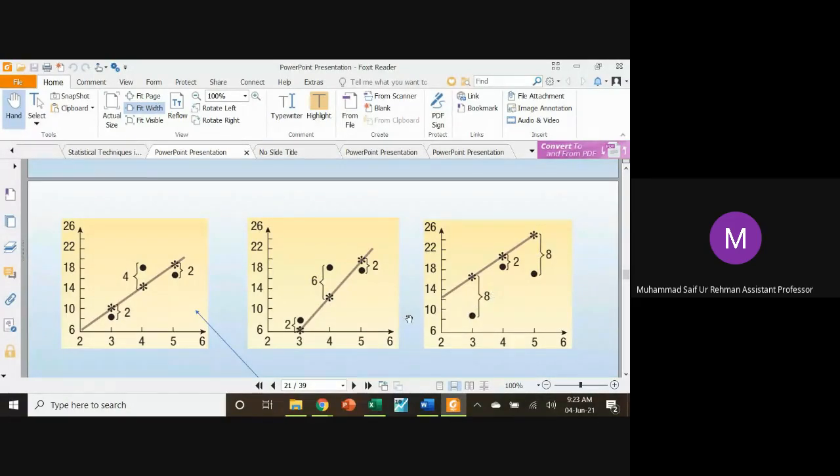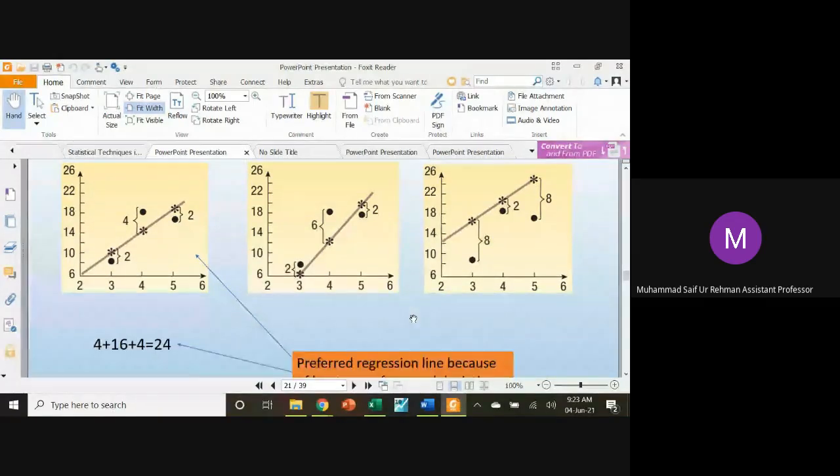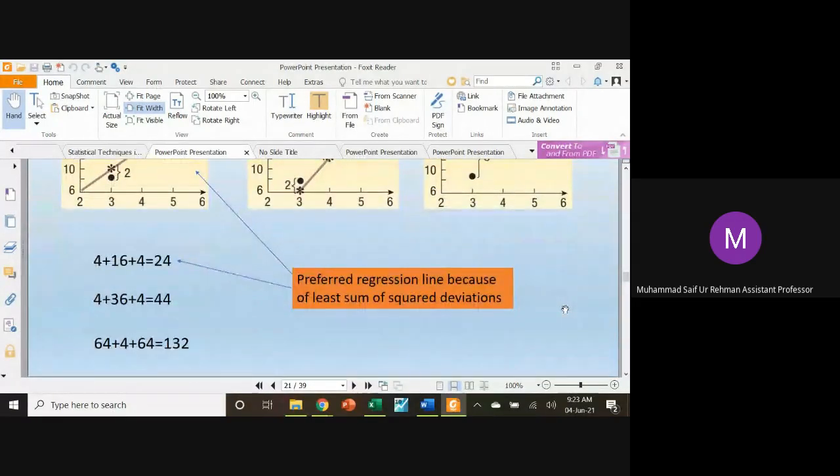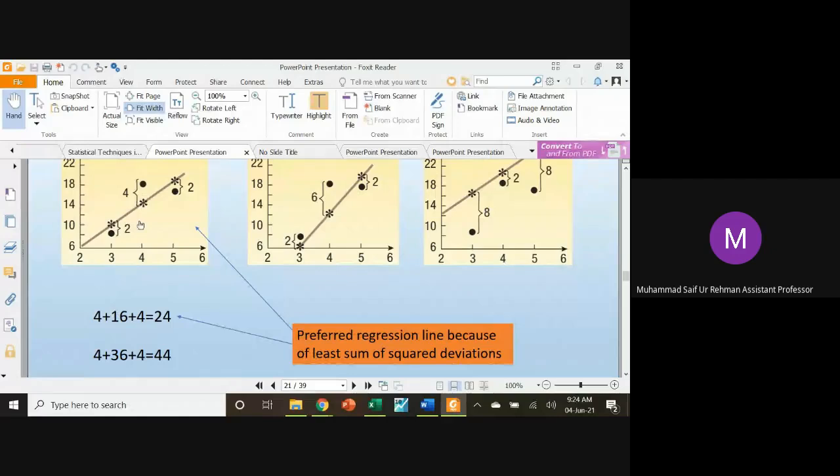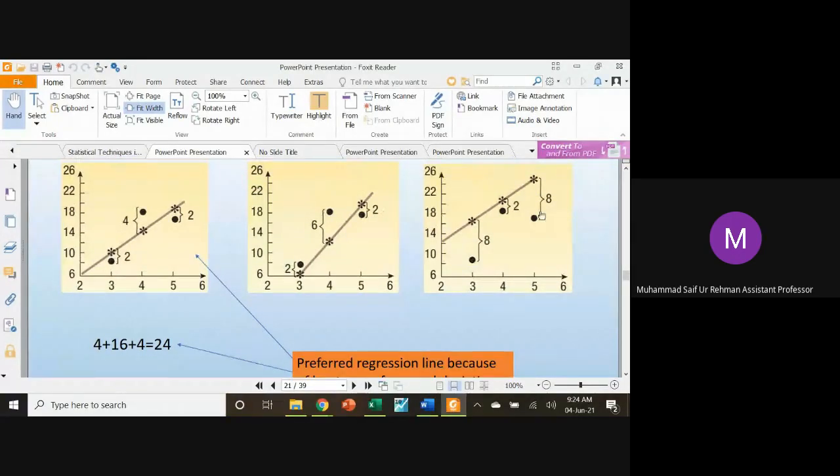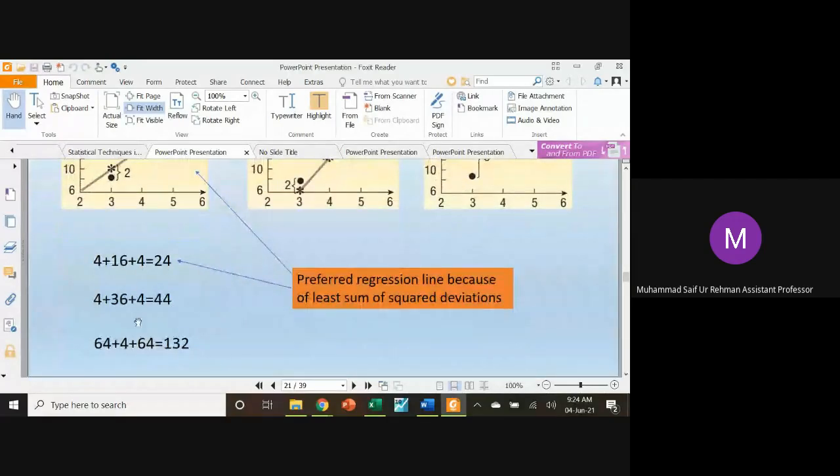So what does the ordinary least square method, or OLS method, do? How does it help? You can simply see. What will you do? Take the square of this value: the difference is 2, take the square of 2, that is 4. Take the square of 4, this is 16. The square of 2 is 4. So add these values. The answer is 24. Similarly, take squares of these values. I have taken them, you can see over here. So 24, 44, 132. These are the answers.